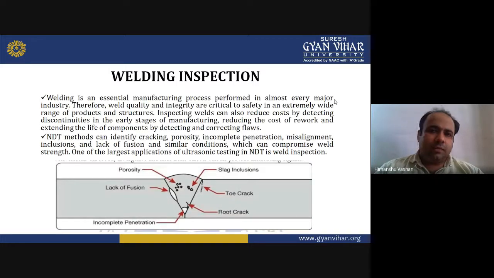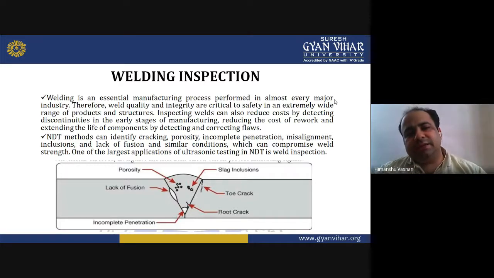Now, we have studied various kinds of calibration methods and radiation parameters in the previous lecture. We also studied optical parameters and various parameters that are helpful in ultrasonic testing. So let's go. Now we are studying welding inspection.